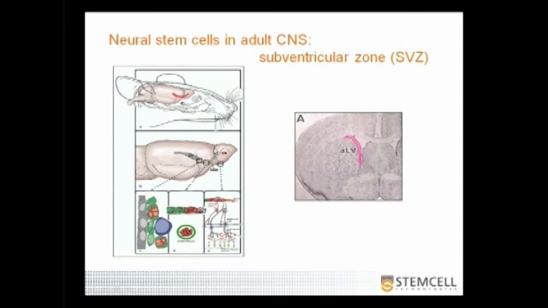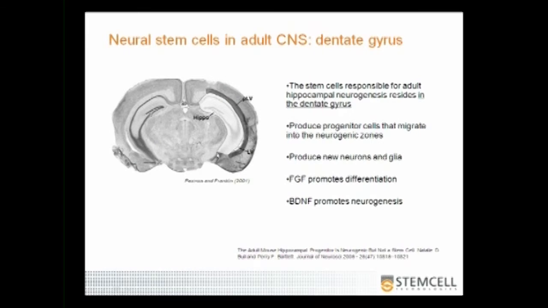Neural stem cells produce neuroprogenitors, which migrate along the rostral migratory stream and differentiate into interneurons within the olfactory bulb. The SVZ region is obtained by microdissection techniques. The second region in the adult brain containing stem cells is the hippocampus. The hippocampal progenitor cells are also obtained by dissecting the dentate gyrus within the hippocampus.